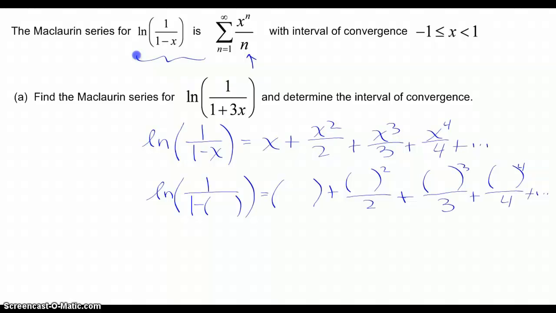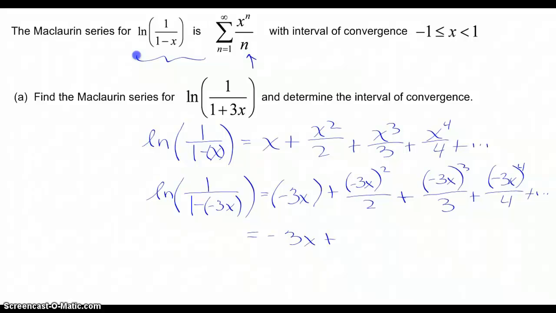How do I get from minus x to plus 3x? Well, that's substitute in a negative 3x. So if that's all I have to do to the function, what I do to the function, I'm going to do to the series as well. Everywhere that the original series had an x, I'm going to put in a negative 3x. So there's the Maclaurin series, and I could clean it up.